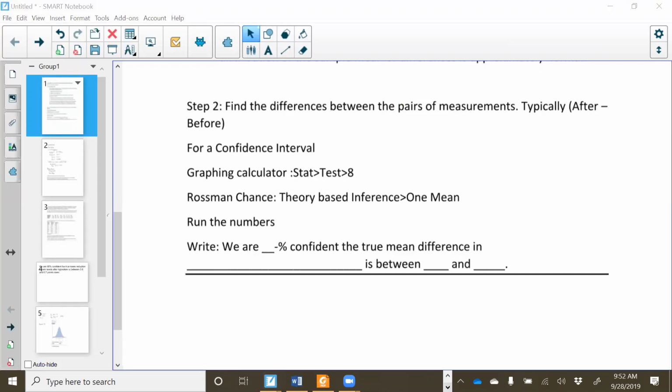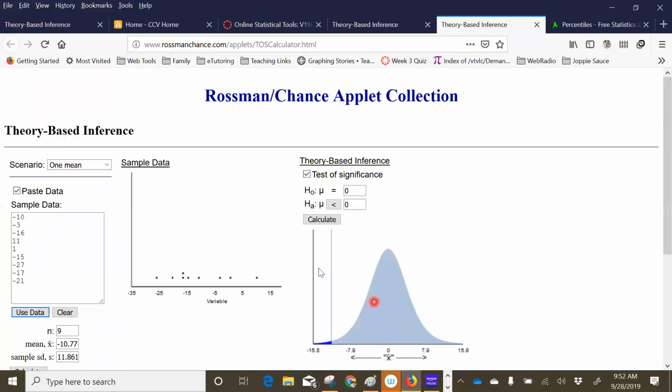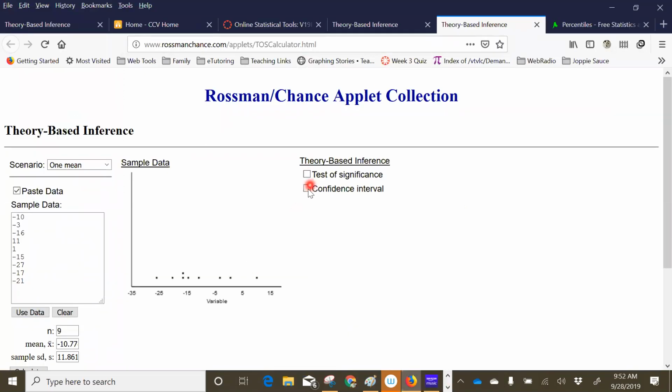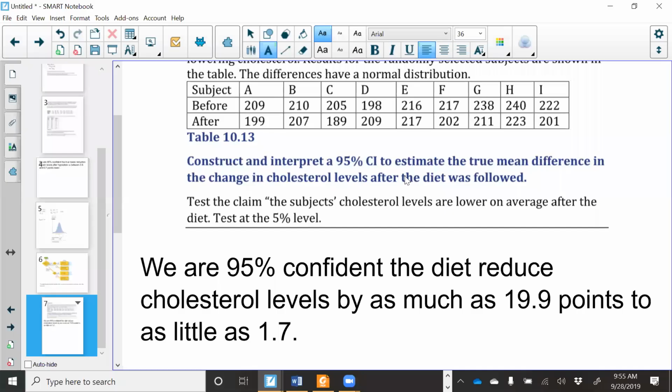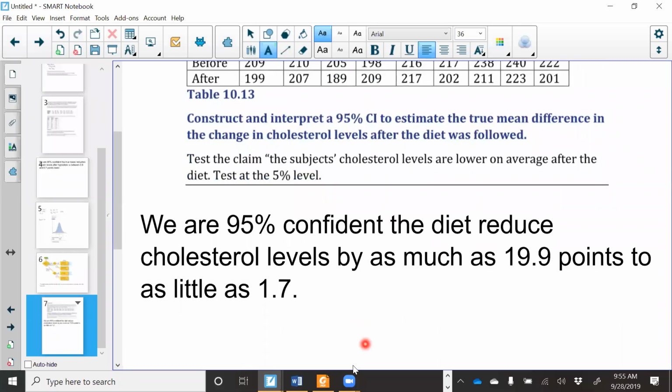Well, let's see here. So I've got those numbers. I want to do a confidence interval. I want a 95% confidence interval. Notice how I had to click calculate CI because it had the old values there. So I'm seeing from negative 19.9 to negative 1.7. Okay. So when I did the applet, I found that the applet told me between negative 19.9 and negative 1.7.